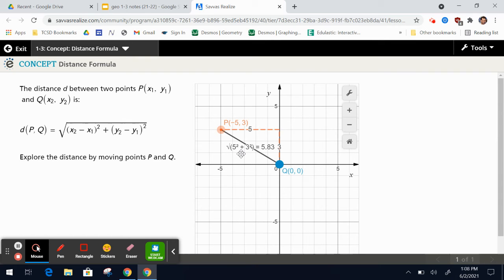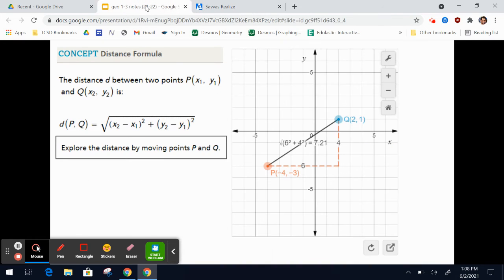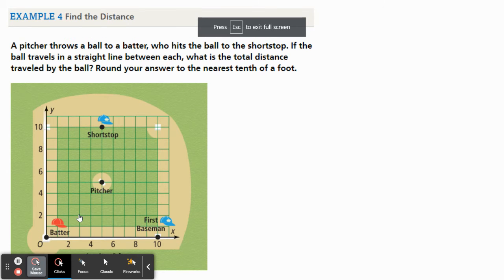Cool. All right, so let's see if we can find some distances ourselves. Oh, nice. Right off the get-go. Last problem is a nice word problem. Here we go from my baseball fans. So it says a pitcher throws a ball to a batter who hits the ball to the shortstop. If the ball travels in a straight line between each, what is the total distance traveled by the ball? Round your answers to the nearest tenth of a foot.